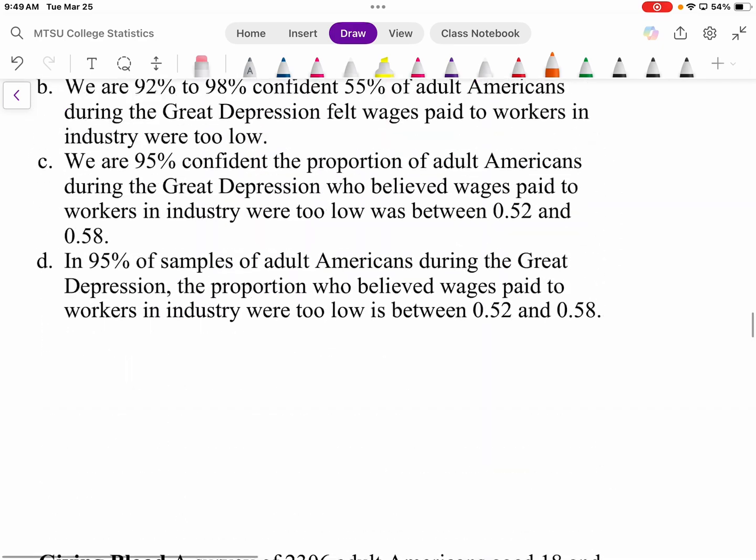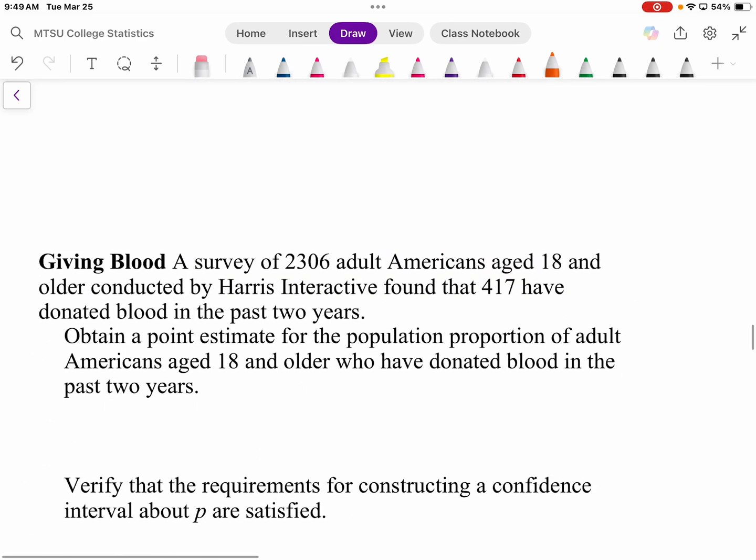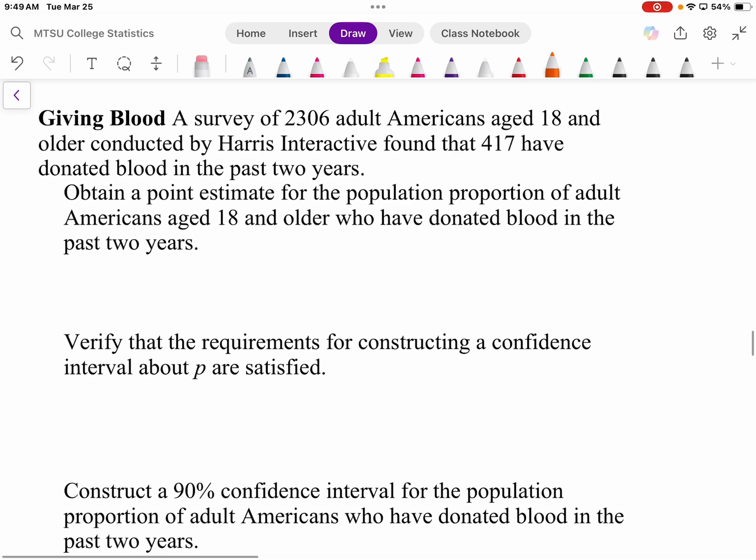So let's see. I'm going to do the FDR later. Let's do the blood one. That would be a good one. Giving blood: a survey of 2,306 adult Americans aged 18 and older conducted by Harris Interactive found that 417 have donated blood in the past 2 years. Obtain a point estimate for the population proportion of adults aged 18 and older who have donated blood in the past 2 years. All right, so again, point estimate.